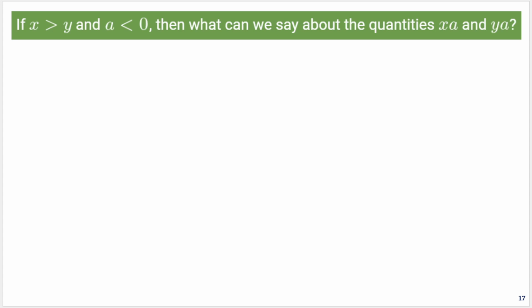So I'll give you three options. A, xa is smaller than ya. Option B, xa equals ya. Option C, xa must be larger than ya. Which one is correct? Give me your answer in the chat box, okay? Okay, give me your answer in the chat box. Thank you, Ben.